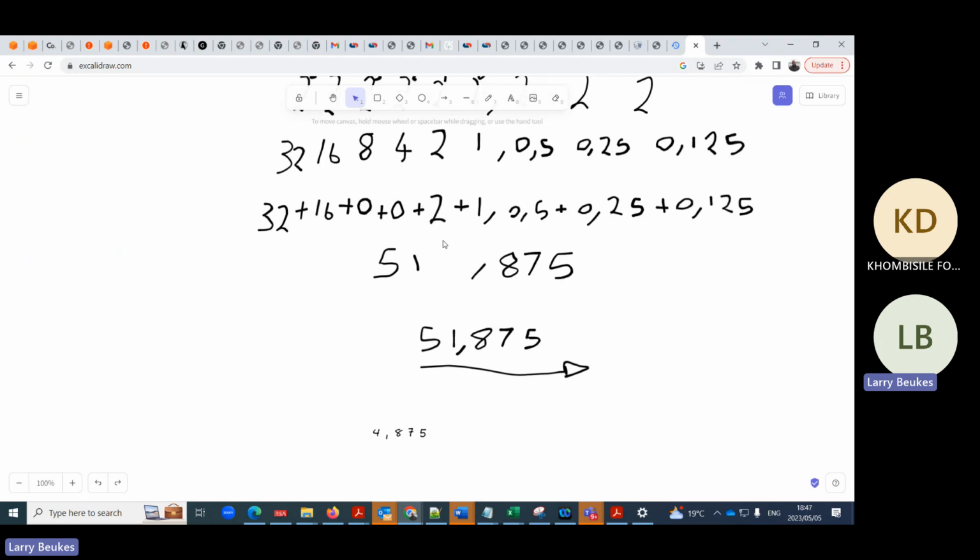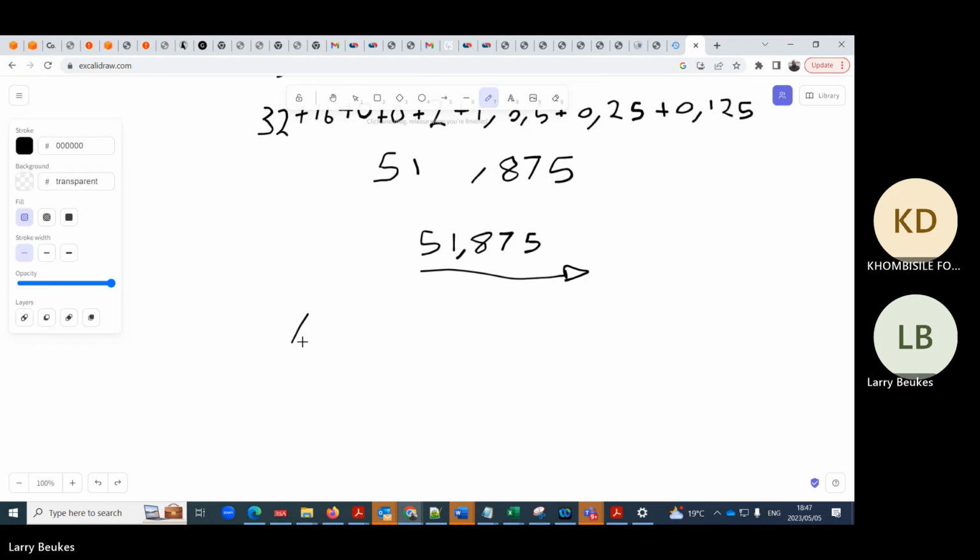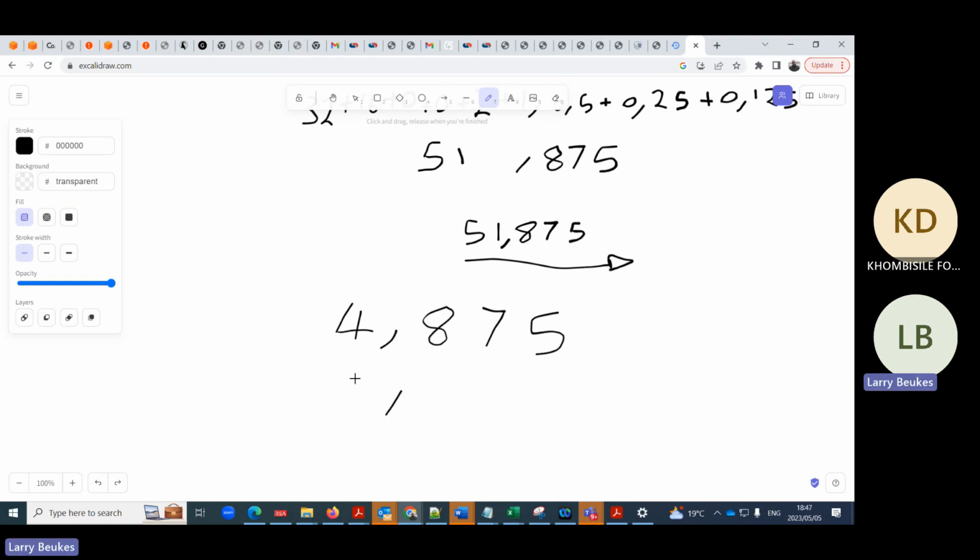Okay. So let's start with this side. I need to make it 4,875. So we know before the comma we have 2 to the power 0. Just do a step by step like this: 2 to the power 1, 2 to the power 2. Obviously, we know 2 to the power 2 is already a 4.